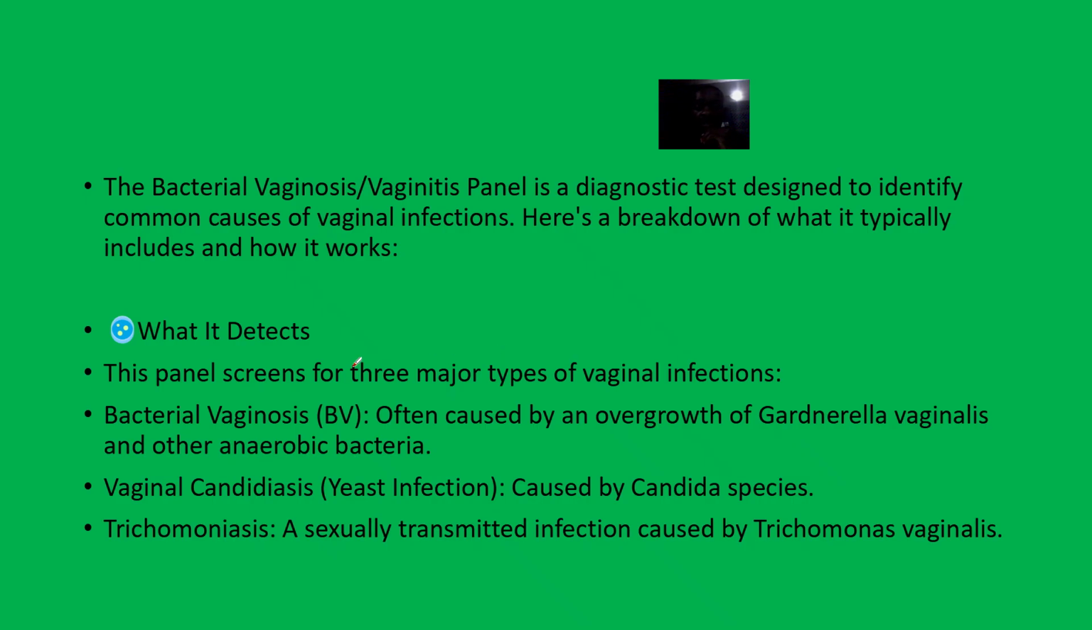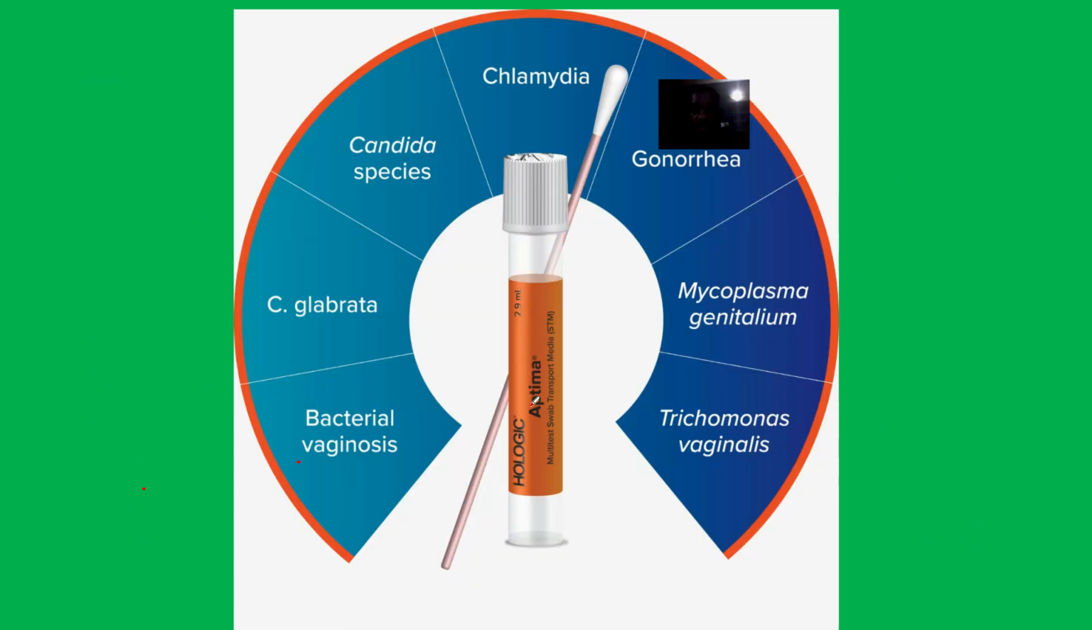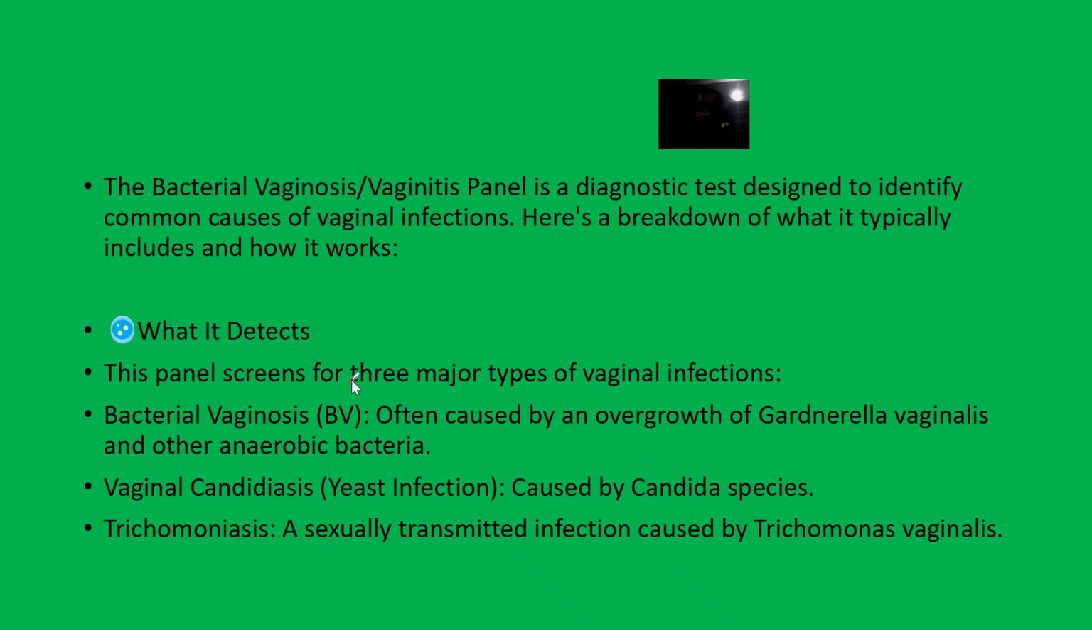So for bacterial vaginosis, it detects organisms like Gardnerella vaginalis. You can see the Gardnerella is not even here, okay? So it's supposed to be here. Well, they put a section for bacterial vaginosis. So under the bacterial vaginosis, if you see a comprehensive picture of this, the Gardnerella vaginalis should be included there, okay? And other anaerobic bacteria.